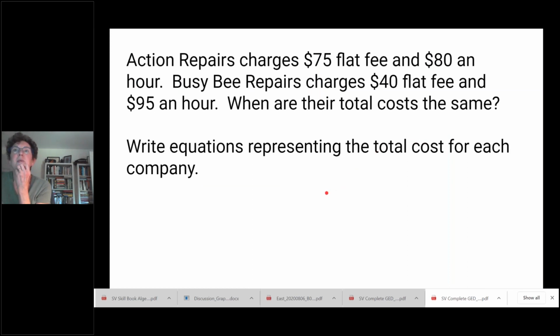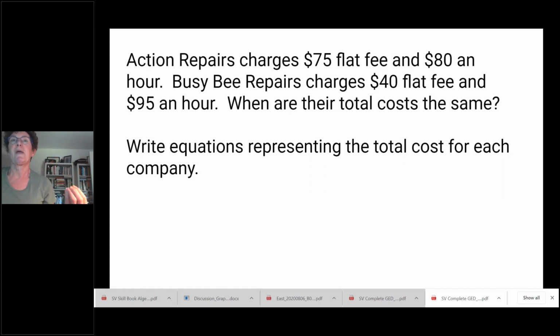Here's another example. Action Repairs charges a $75 flat fee and $80 an hour. Busy Bee Repairs charges a $40 flat fee and then $95 an hour. When are their total costs the same? So again, this idea of a flat fee is the starting point.